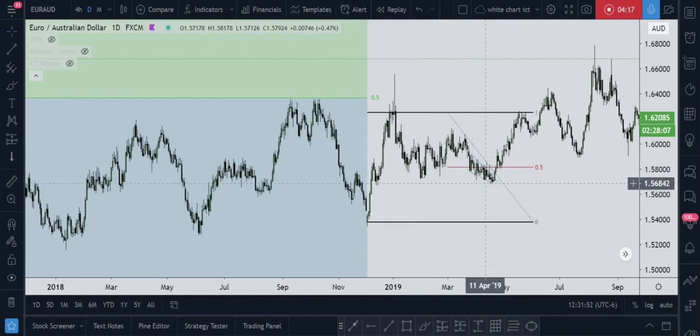So anyway, I thought I'd share that with you. The overall summarization of this is that traditional patterns are qualified utilizing these equilibrium concepts.